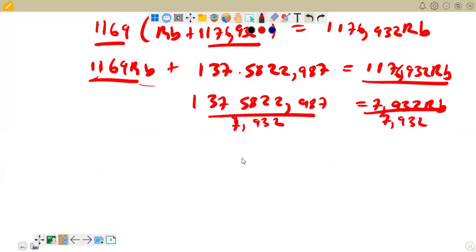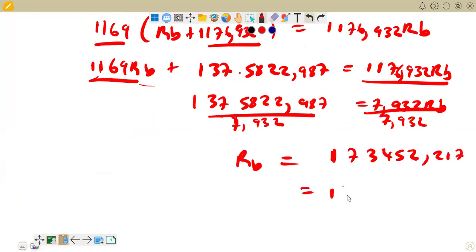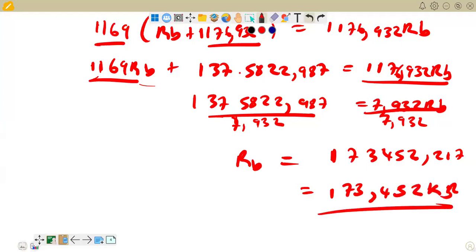RB therefore shall be equal to, we get 173,452.217, which we can indicate as 173.452 kilo ohms. Right, that marks our answer for RB. So we have calculated RB as we have calculated RC, just like that. Right, so let's quickly go over to the next question.